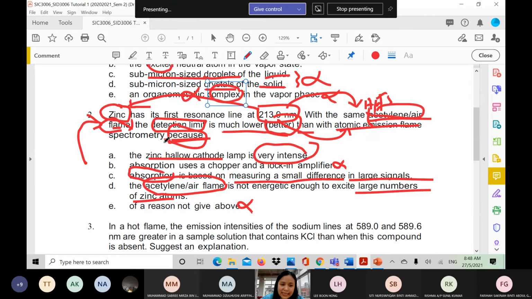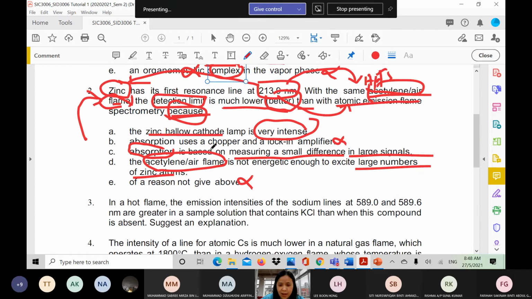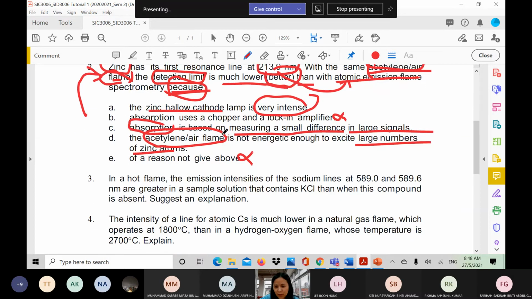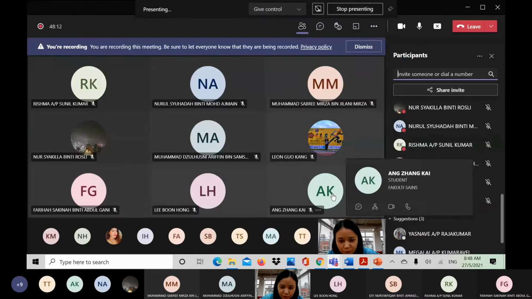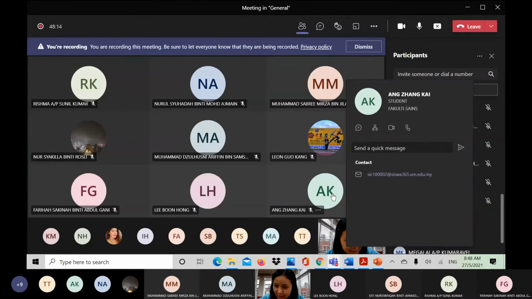Okay, so this is the explanation for question number 2. Now we move on to question number 3. In a hot flame, okay, so far, students, are you okay with the explanation? Do you understand?